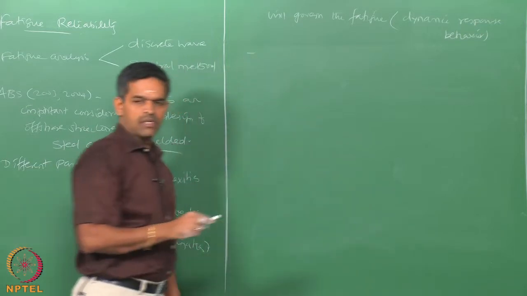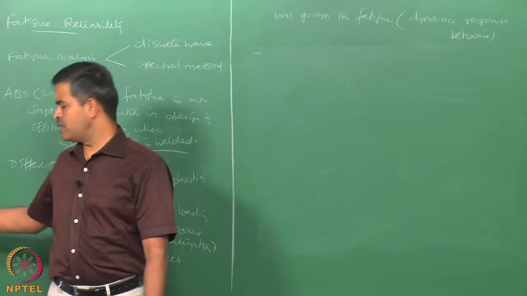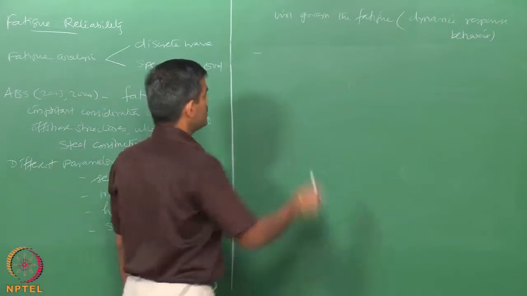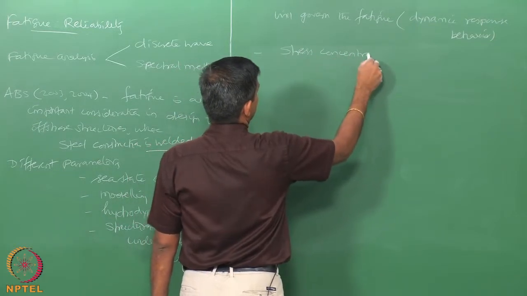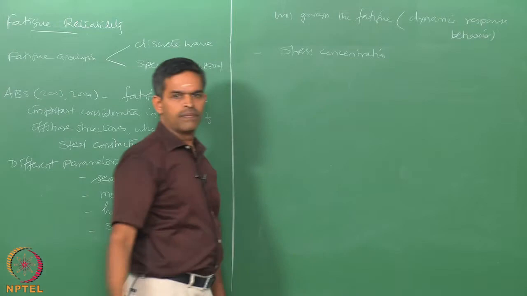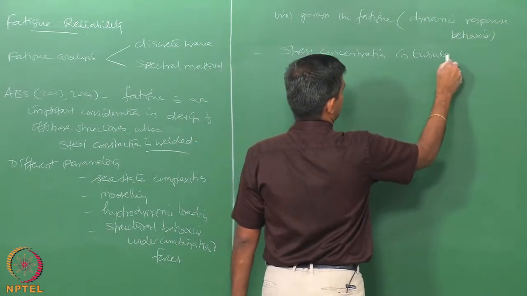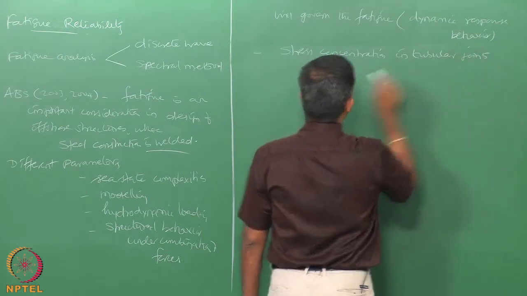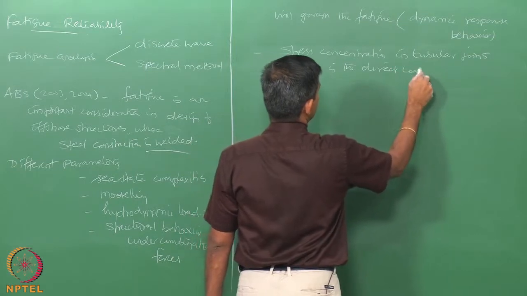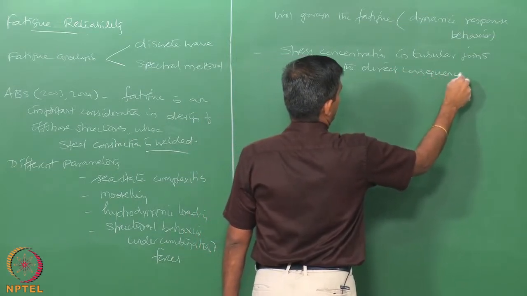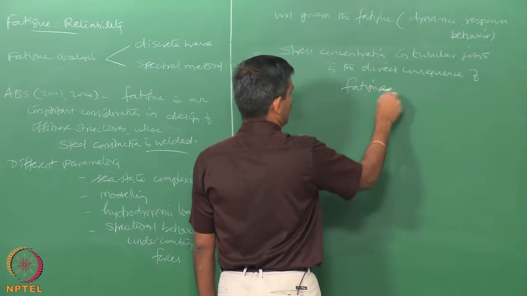So, if you ask me a question, what is the direct influence of fatigue on the joints of steel construction, it results in what we call stress concentration in tubular joints, which is the direct consequence of fatigue loads.